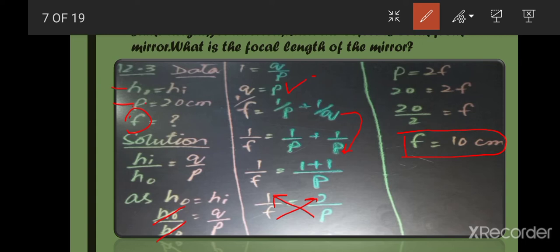As you can see, a concave mirror is used, so its focal length comes out to be positive.